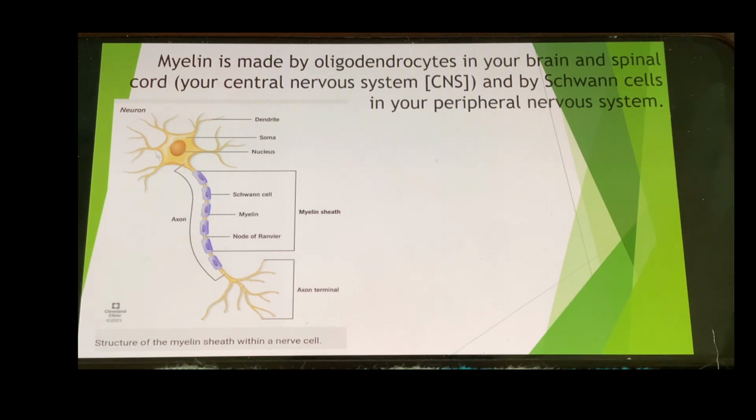As we grow on, the process of myelination occurs, where a covering made by myelin forms on a neuron. This myelin is secreted by the oligodendrocytes in your brain and spinal cord, and in the peripheral system it's made by the Schwann cells.